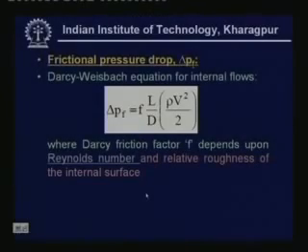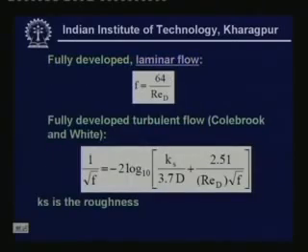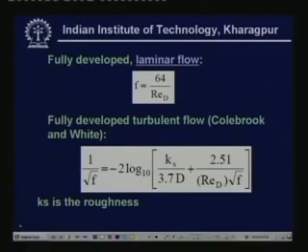I have mentioned that the Darcy friction factor is a function of Reynolds number and relative roughness of the internal surface. So let us look at a few cases. For fully developed laminar flow, the Darcy friction factor is given by 64 divided by the Reynolds number. That means for fully developed laminar flow, the friction factor is independent of the roughness of the surface; it is only a function of the Reynolds number.